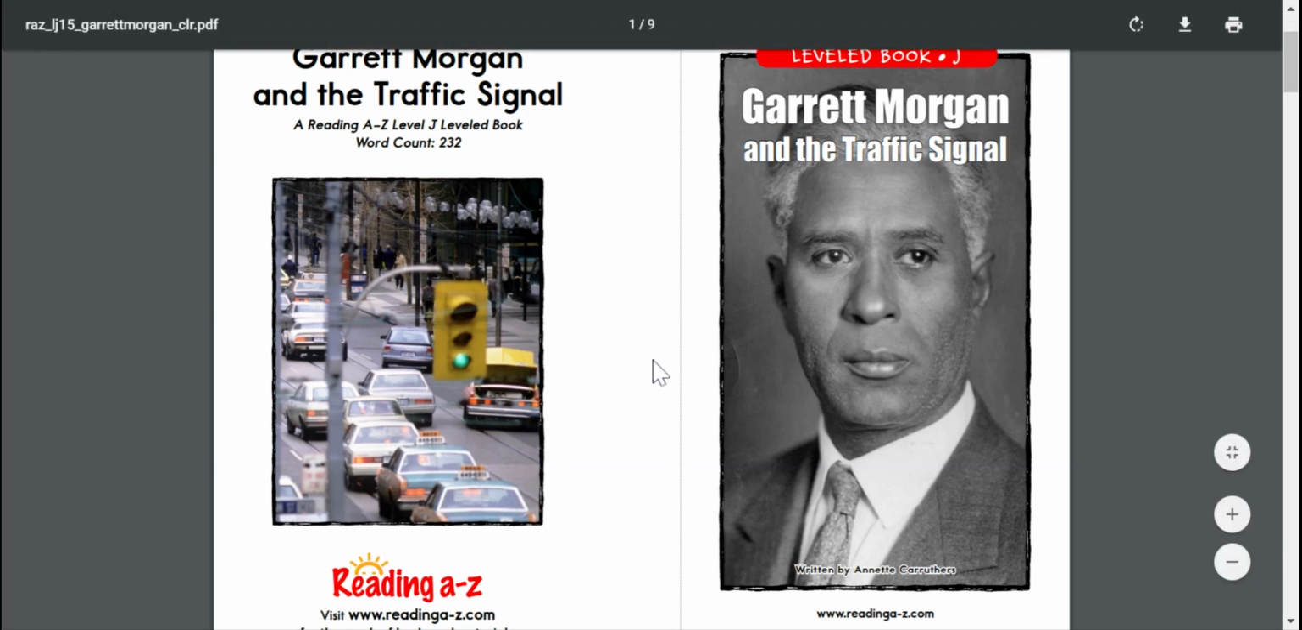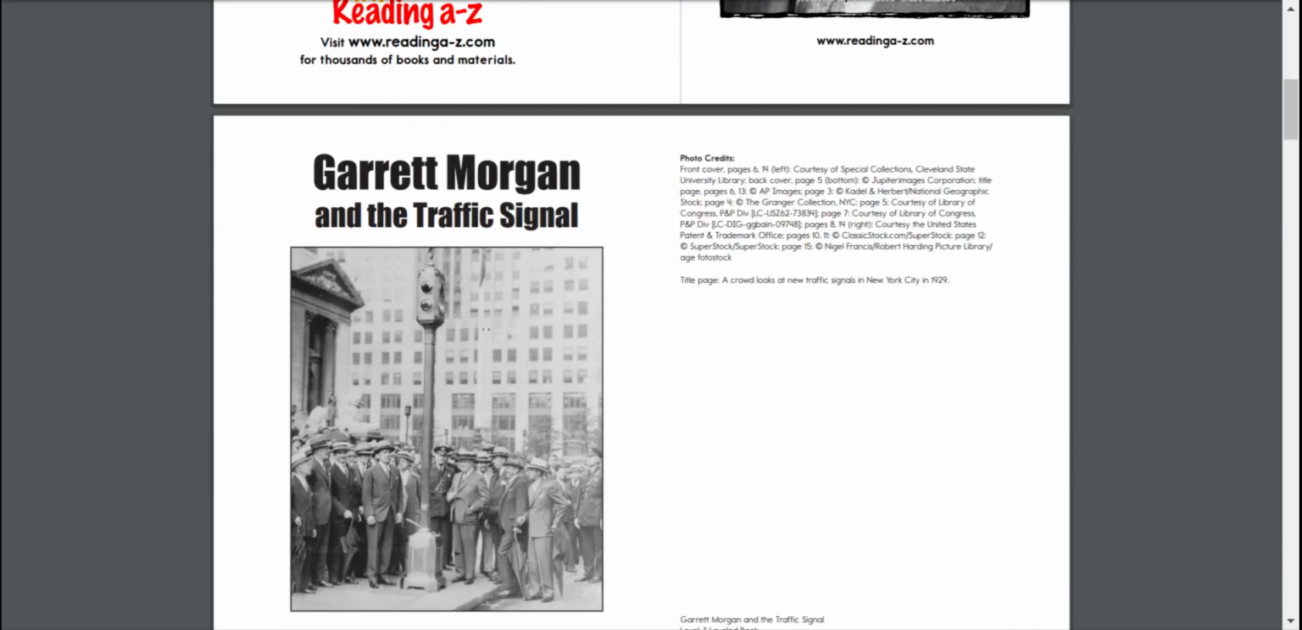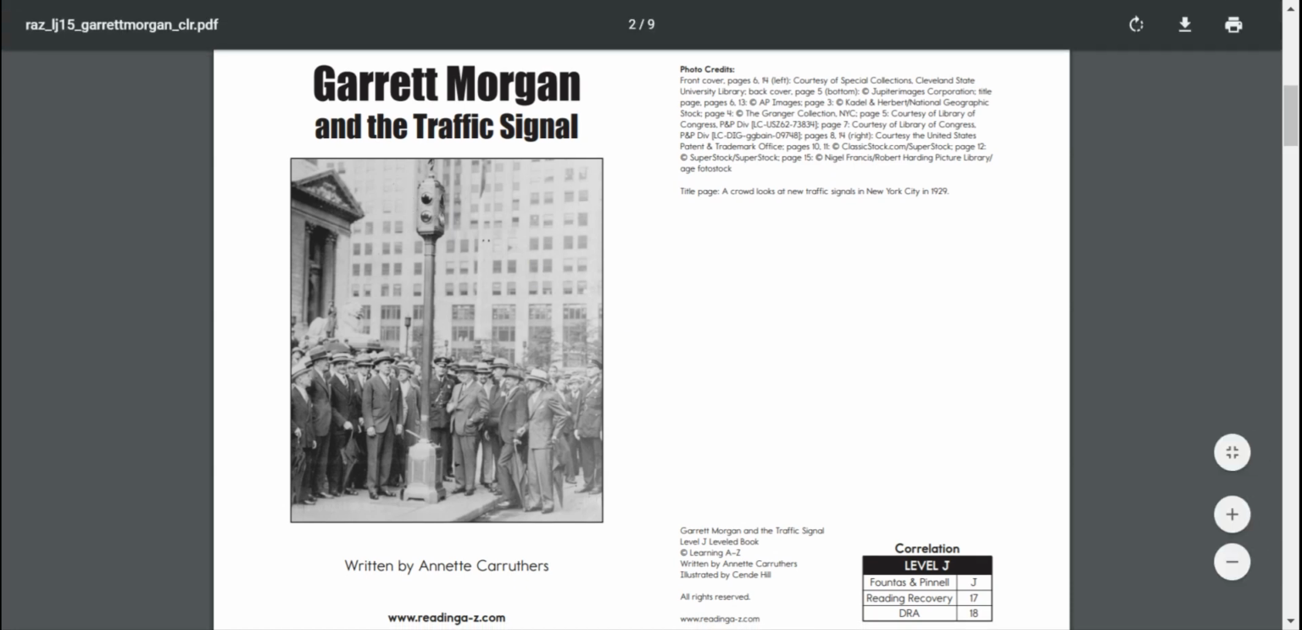You can kind of see my mouse here that will lead us through the book and show you where I'm at. Garrett Morgan and the Traffic Signal.